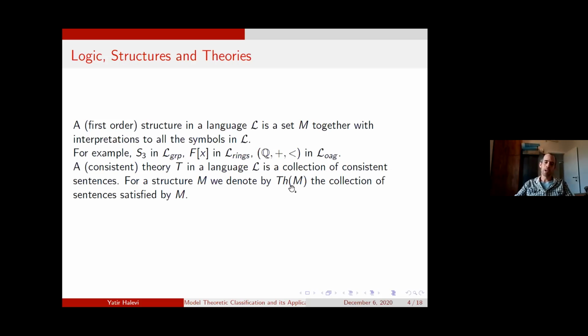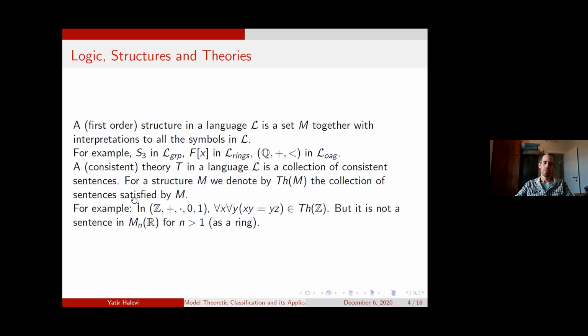If we have a structure M, we can look at the theory of M. That's the collection of all sentences satisfied in this structure. For example, since the integers are commutative, the sentence that says it's commutative will be in the theory of the integers, but of course, it's not a sentence in the theory of, say, the real matrices when you take n larger than 1.